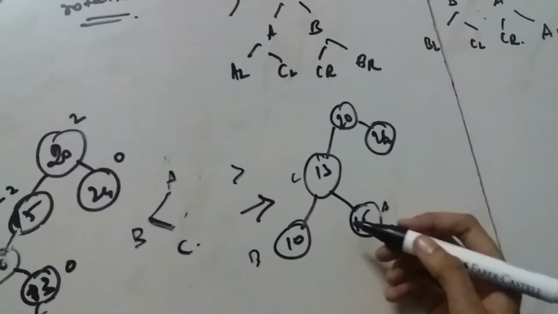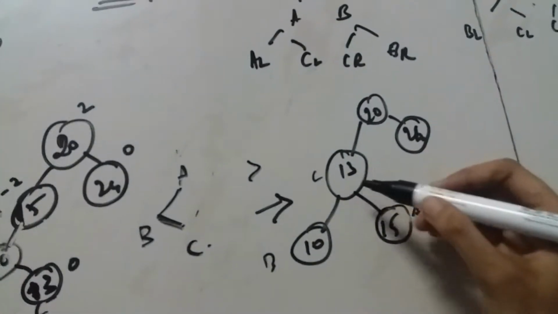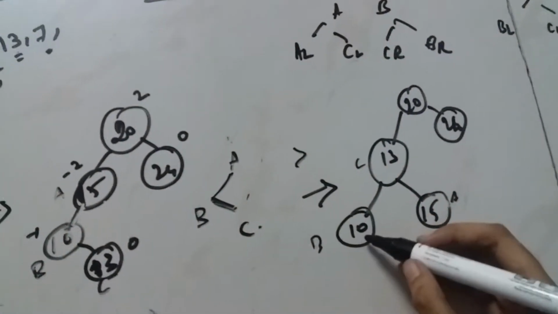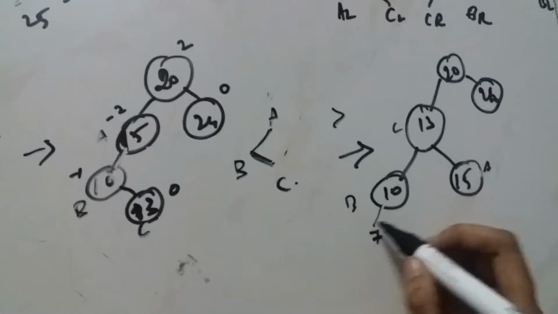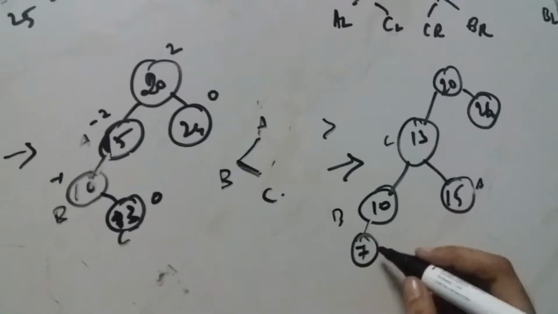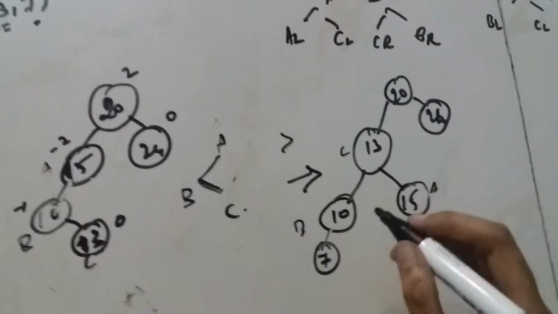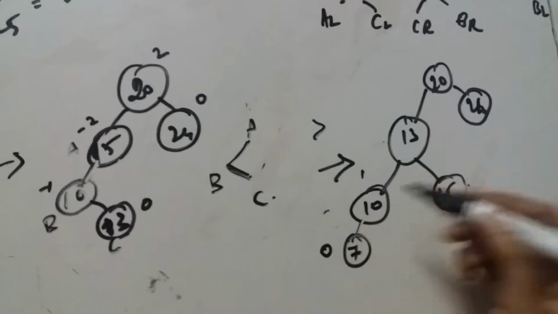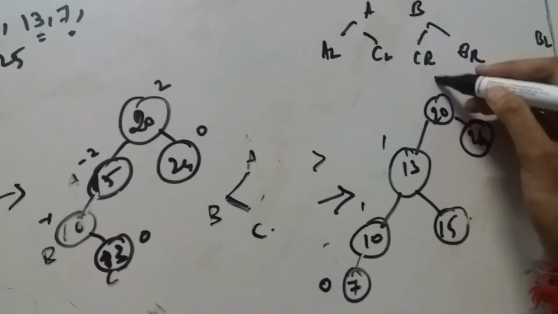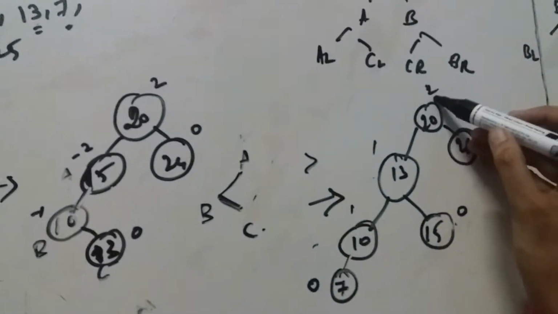There is no imbalance in this step, so let us proceed with insertion. 7 is less than 20, less than 13, less than 10. So the node will be inserted to the left of 10. You need to consider the balance factor. Here it is 0, 1, 2, minus 1, 1, here it is 2, here it is 0, and here 0. So the imbalance occurs at this node.